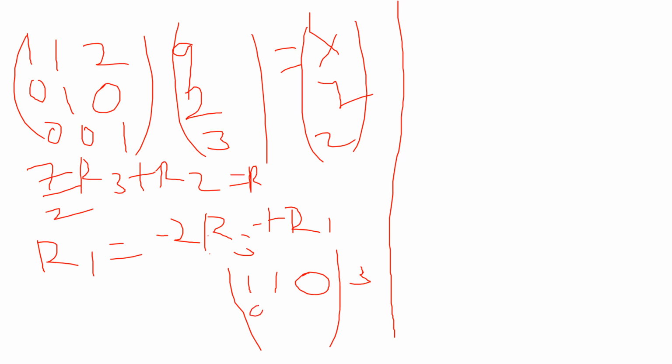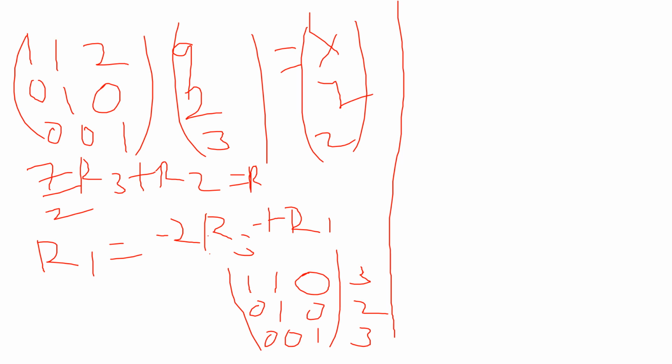And then the second row is not changing, so it is 1, 0, 1, 0, and then 2. And then the third row is not affected, so it is 0, 0 also, then 1, and then 3.